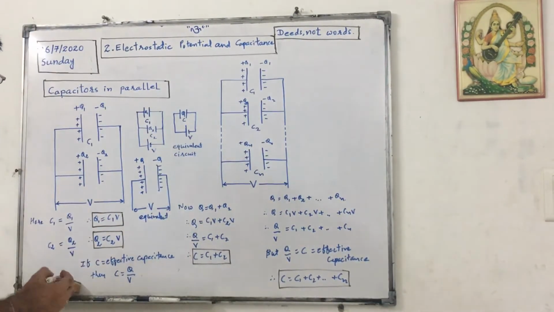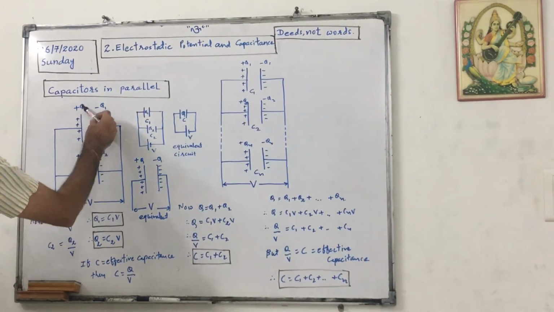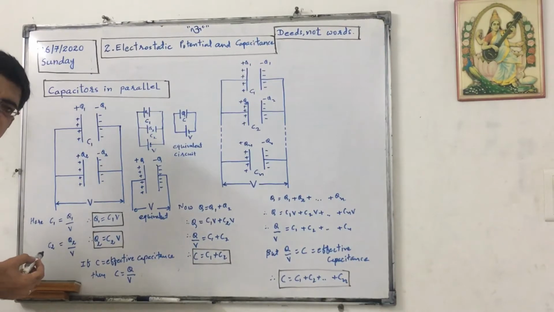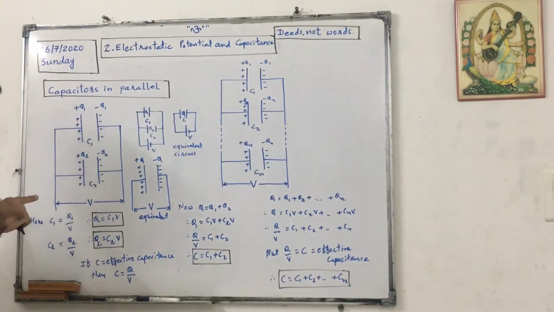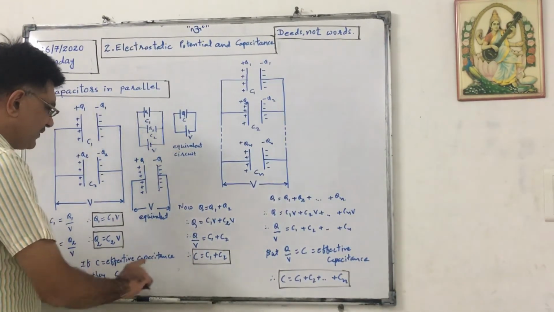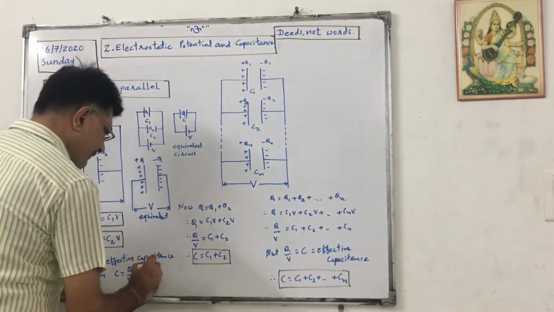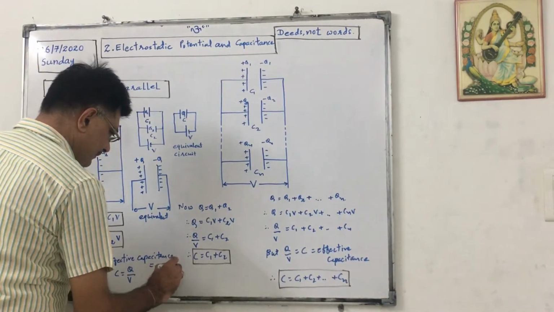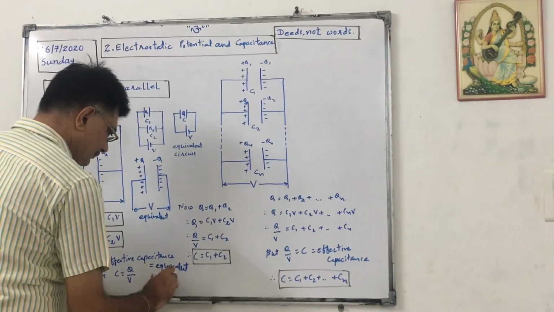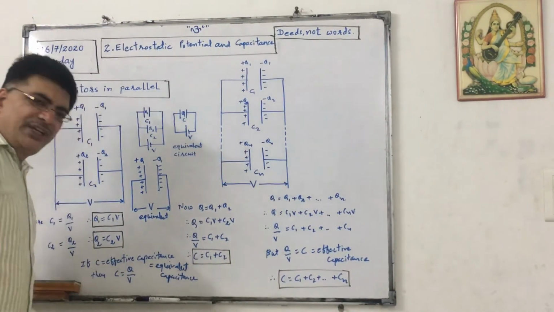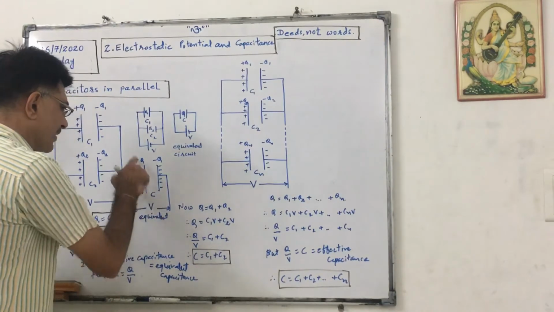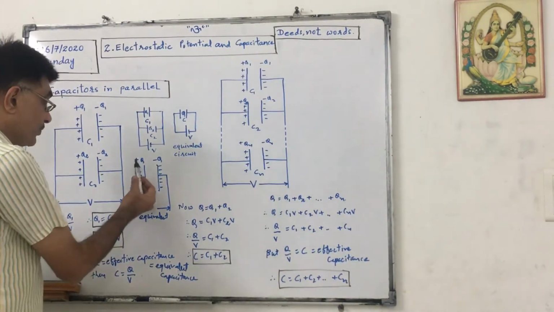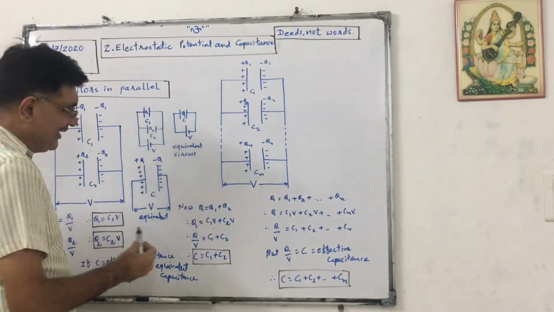Now we know that C1 equals Q1 upon V, so Q1 can be written as C1 into V. Similarly, C2 equals Q2 upon V, so Q2 will be equal to C2 into V. Now, if C is the effective capacitance, the other name is equivalent capacitance, then C will be equal to Q by V. But we know that this Q is made up of Q1 and Q2, so Q is Q1 plus Q2.